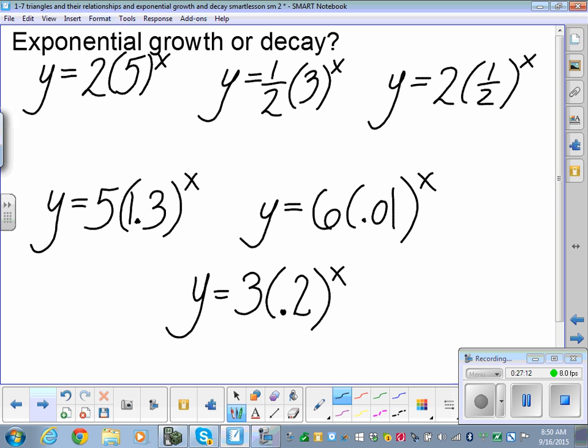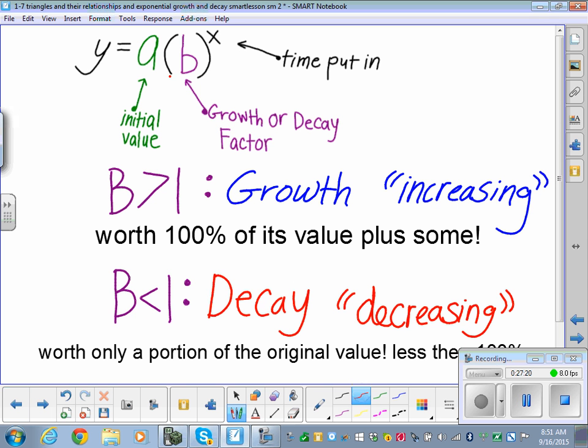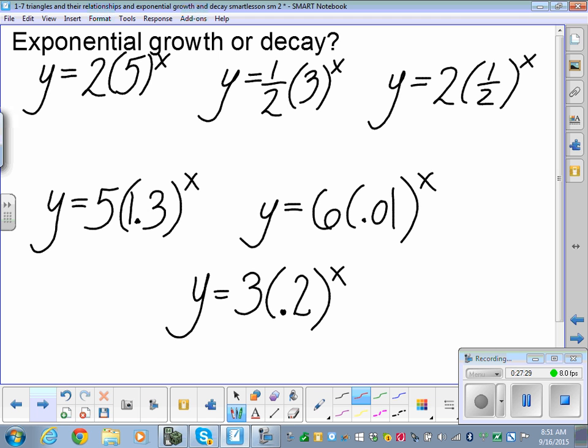Let's go through and decide really quick if these are exponential growth or decay. Understand the b is the only thing that matters with growth or decay. If the b is greater than 1, it's growth. If b is less than 1, it's decay. The a doesn't matter for this part. Let's look at this one, just look with me, don't take notes. Is this growth or decay? Growth because 5 is greater than 1. Looking at this one, growth or decay? Growth because the 3 is greater than 1. How about this one? Decay because this 1/2 is less than 1.